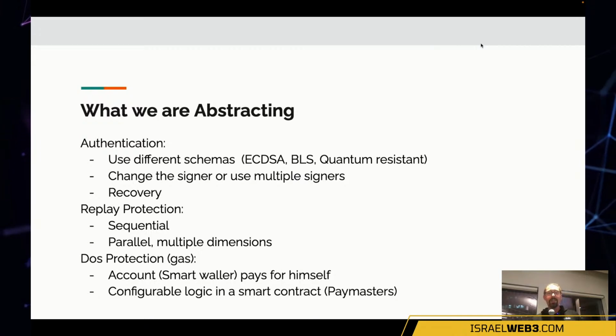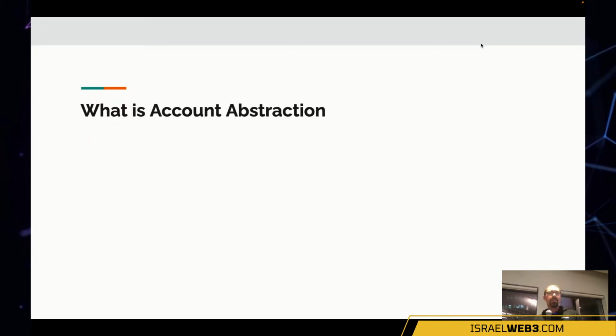And recovery, replay protection. It can be sequential, like it runs right now on the blockchain, or I can do it in parallel. I can do batches, like Safe is doing. I can have multiple nonces if I want to. The gas can be configurable, so someone else can pay the gas for my transaction. That's what ERC 4337 is doing. And basically, it comes down to this: what is account abstraction?